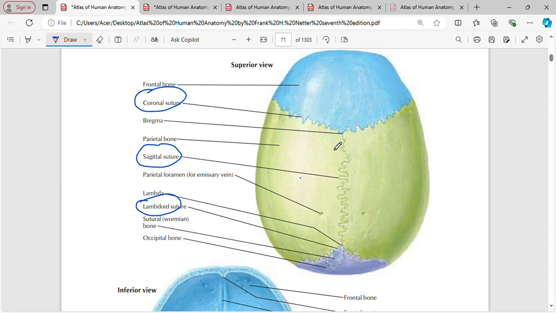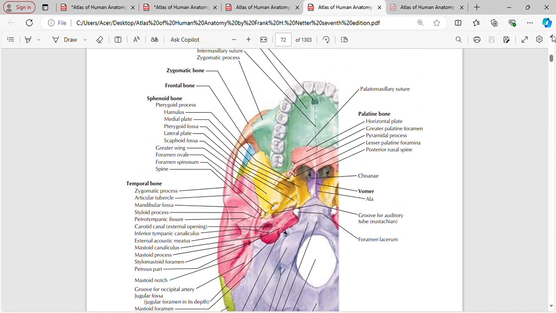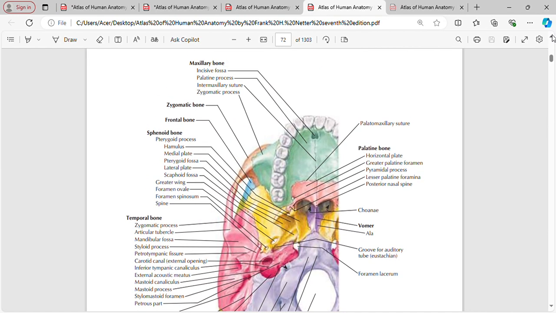Next, we will be discussing the inferior view of the skull, which is more related to the internal part of the skull. There are different foramens and different structures present here, allowing the passage of different nerves and vessels, right? So firstly, we'll be talking here about the superior surface. If you can see, this is superiorly.